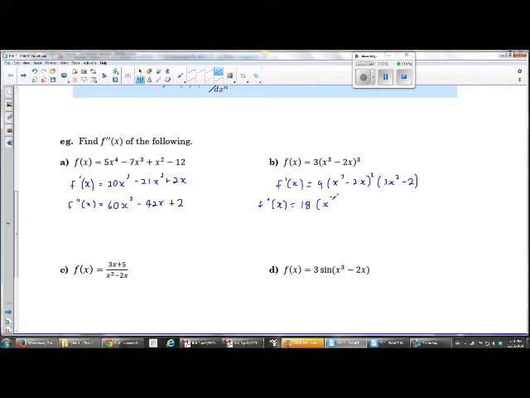x cubed minus 2x times the inside now, 3x squared minus 2. Sorry, I'll erase that portion of the x. Multiplied by 3x squared minus 2, plus the derivative of the second one now, 6x. And then we multiply that by 9. I guess that could be a square bracket if I really cared to do so. Times x cubed minus 2x squared. I could simplify that a little bit, but that would be a lot of effort. So we won't be doing that at the moment.